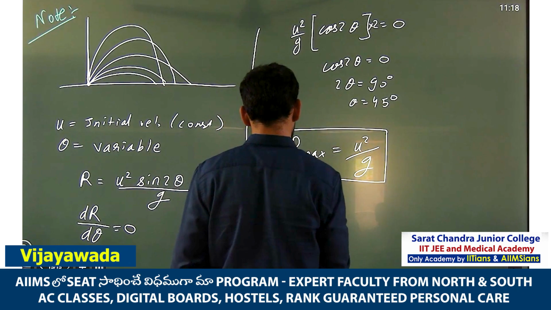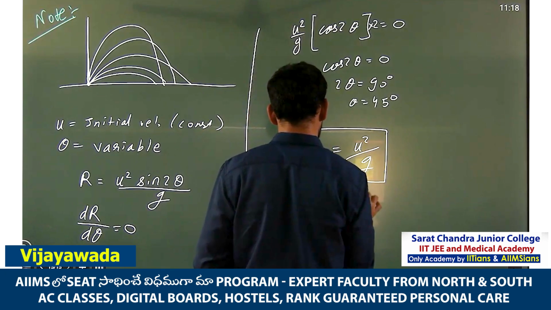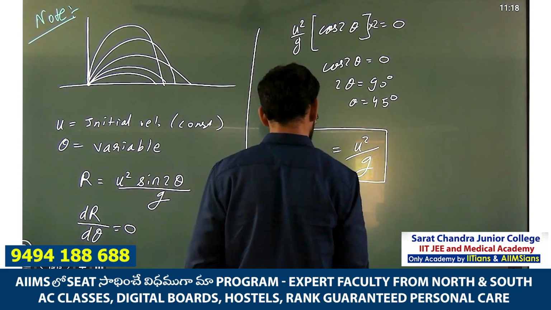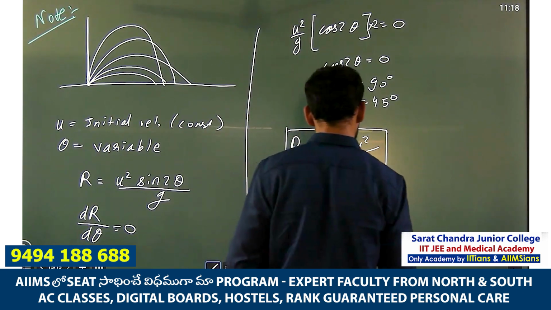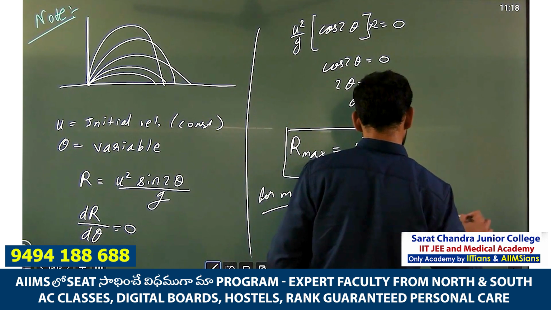For maximum height, what should you do? Throw the particle straight up, right? So theta equals 90. H max will become u square by 2g.